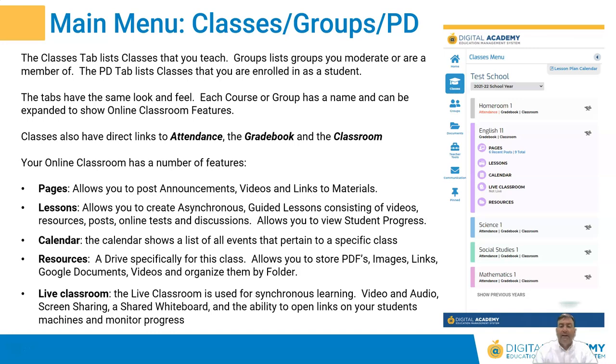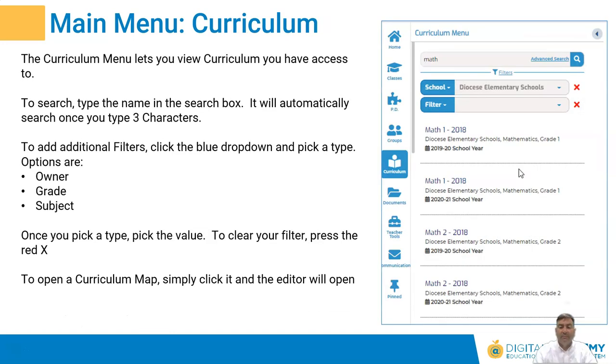Groups is groups that you are the moderator of or that you are enrolled in, and it'll have the same look and feel as classes, except that you won't have links for attendance or gradebook since groups don't have that. PD is classes that you are enrolled in as a student. And again, you will not be able to access the attendance or gradebook links, but you will be able to jump directly to any of the online classroom pages.